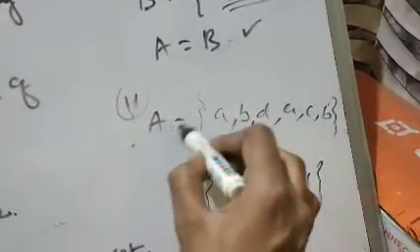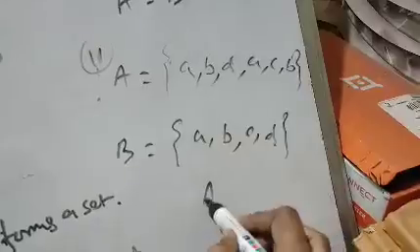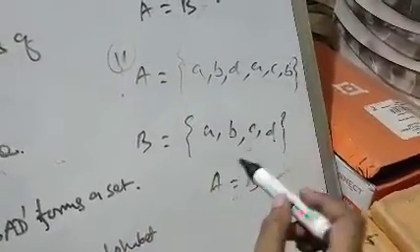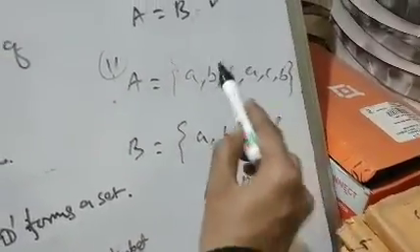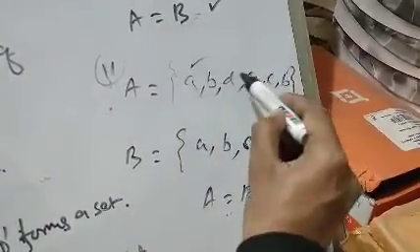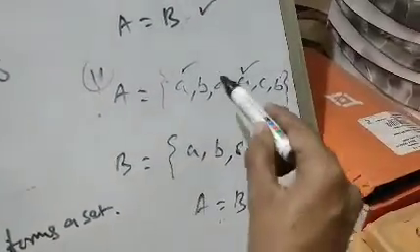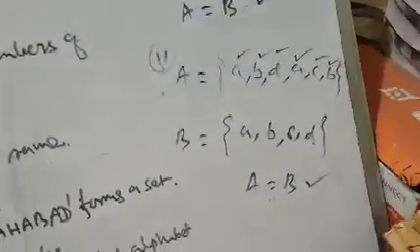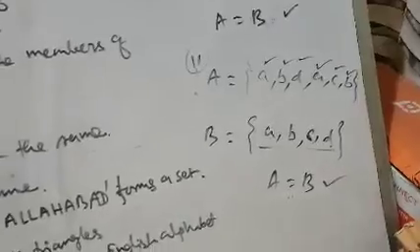Suppose this is set A and this is set B. Here also set A will be exactly equal to set B, because here the elements are A, B, D, A, C, B. Here the elements are A, B, C, D. Look carefully. Here some elements are repeated. A is repeated, B is repeated, and two more elements, C and D. But here A and B, the two elements, are repeated, right? And here no elements are repeated.